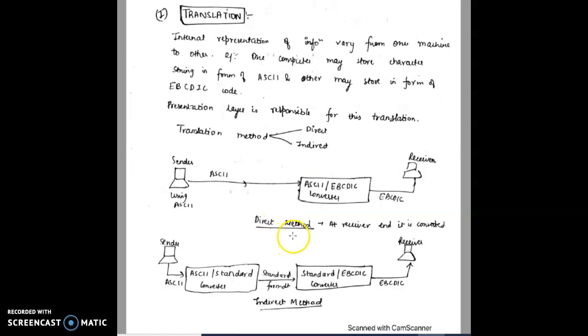Coming to the direct method, what you do is, if the sender, for example, is using ASCII code, it sends the data in ASCII only. At the receiver end, you have a converter, a translator, which will convert ASCII into EBCDIC code, which is being understood by the receiver. At the receiver end, it is being converted.